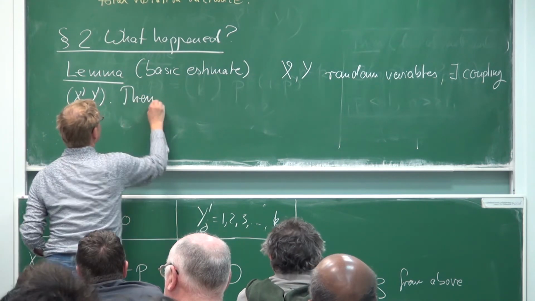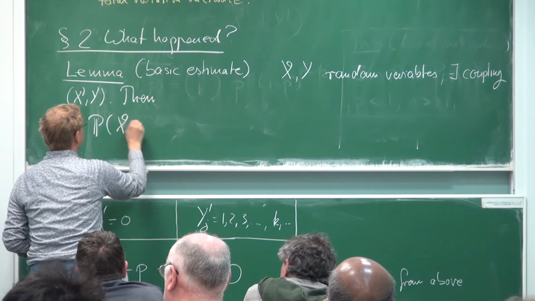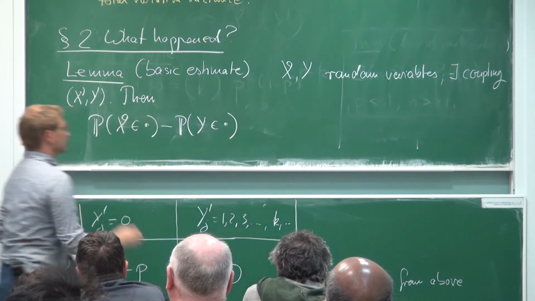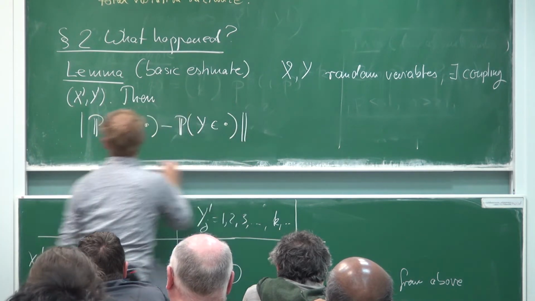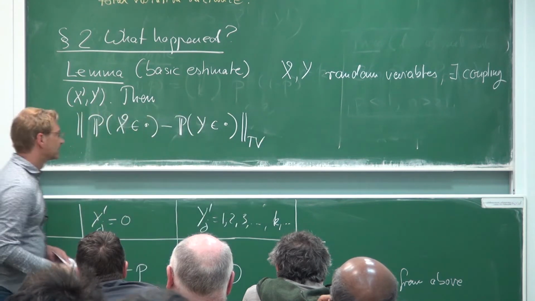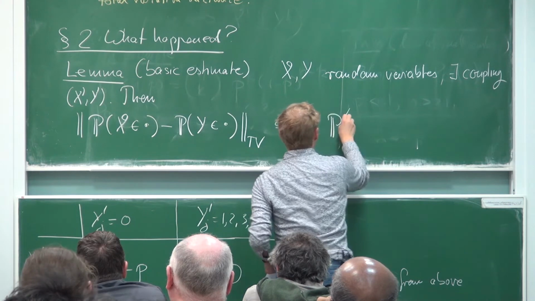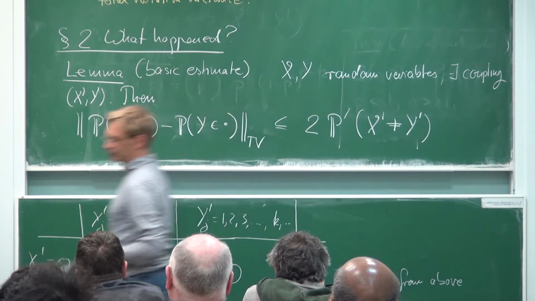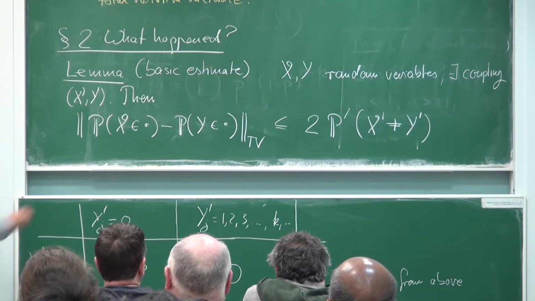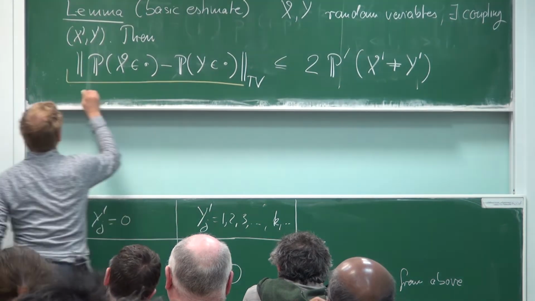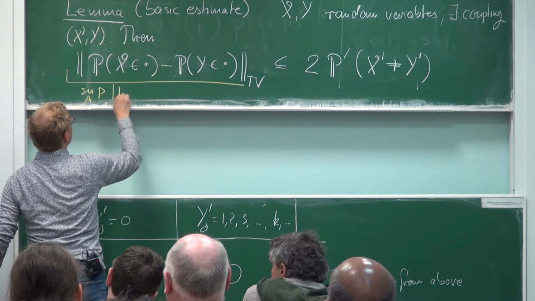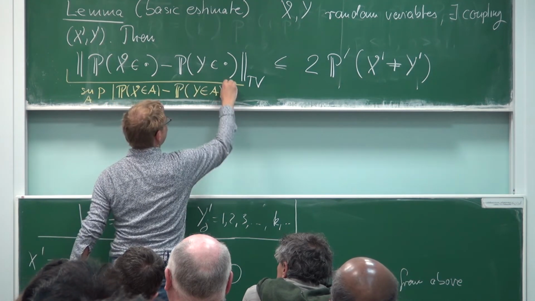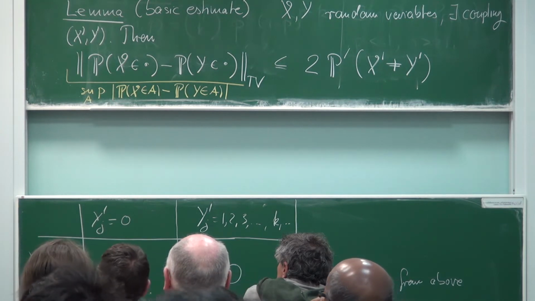Then the modulus of the probability that x is in some set minus the probability that y is in some set is estimated by the total variation distance, I'll tell you in a sec what it is, which is estimated by 2 times the probability, in a new probability space, that those two are unequal. That's exactly what we've used here. And total variation is nothing but the supremum over all measurable sets A of the probability that x is in A minus the probability that y is in A. So it's the worst case scenario in some sense. It's a distance on the space of, in this case, probability measures.